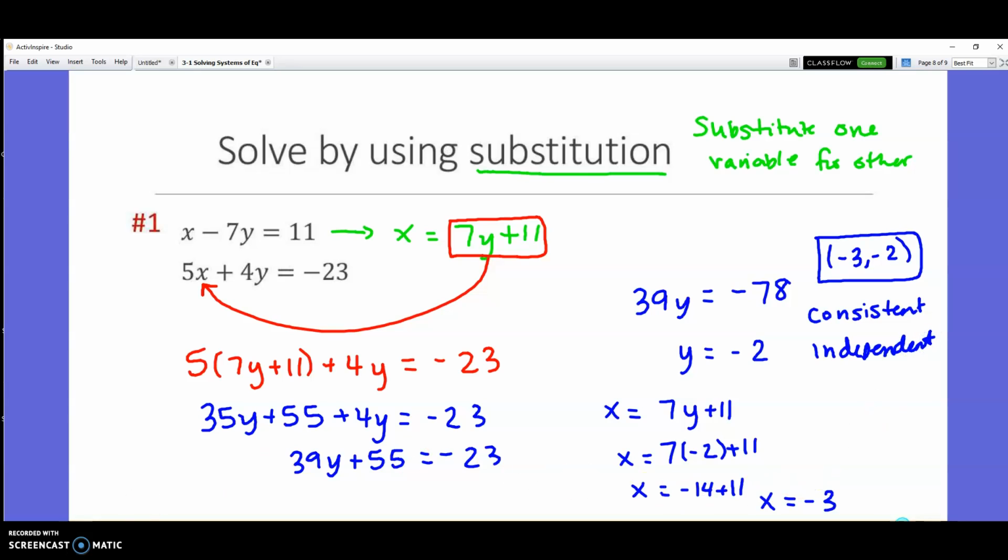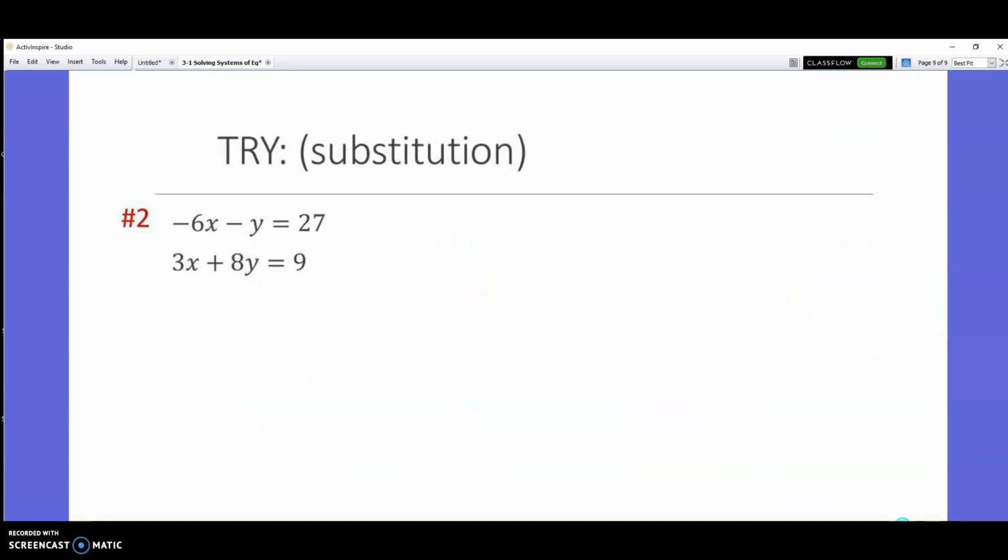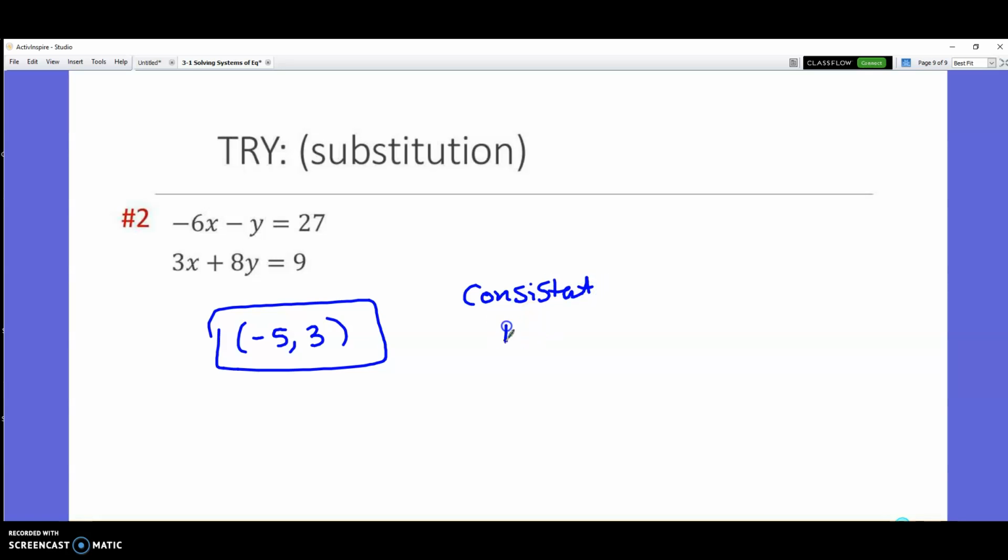Okay, you try the next one. Go ahead and try this one. Pause the video, see what you get. Okay, if you would have solved this, then you would have gotten negative 5 and 3, which is consistent and independent.